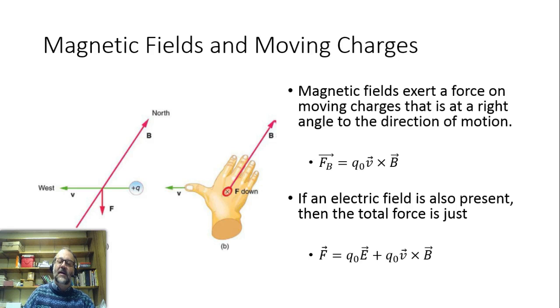The way I think of it is, since the force it experiences is Q V cross B, I think of V as being the direction of my fingers, B coming out of my hand, so I'm doing a V cross B, and then the force is along the direction of my thumb, so V cross B with the force up in this case. If there's also an electric field present, then the total force is just the charge times the electric field plus Q V cross B.